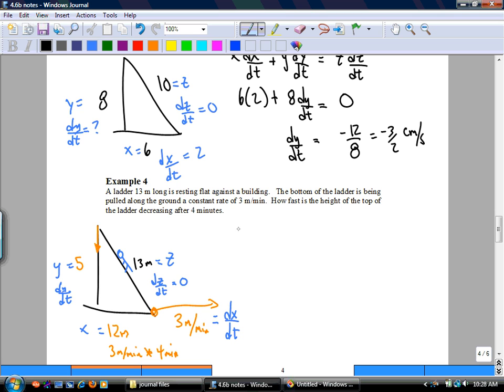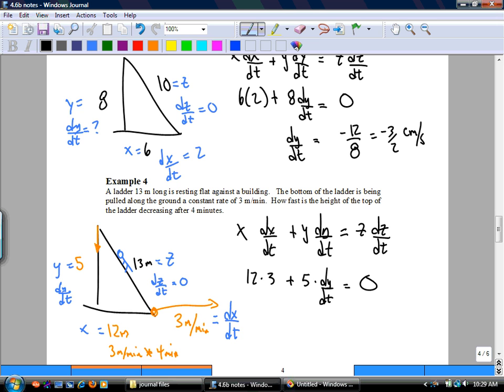So grab the Pythagoras derivative: x dx/dt plus y dy/dt equals z dz/dt. Put all the numbers where they need to go. So 12 times 3 plus 5 times dy/dt equals 0. 36 over 5, 7.2 meters per minute. Negative.